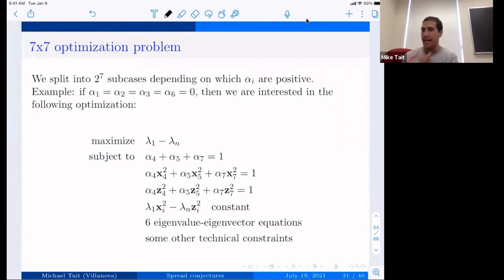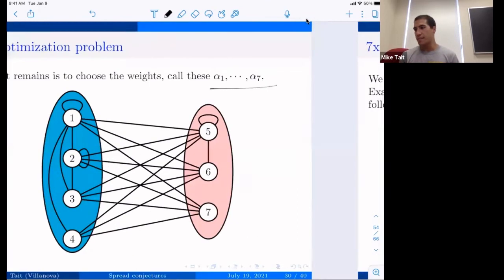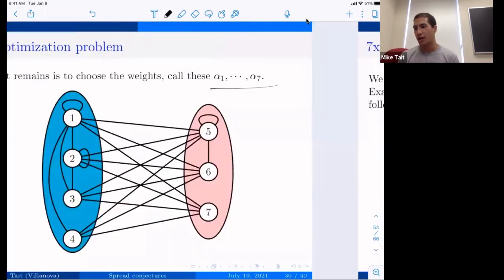We're going to split into sub-problems. So this is an optimization, like choose these alpha 1 through alpha 7, but I'm going to split into sub-problems depending on which of these are positive and which are 0. Right? If you think about the extremal graph, there's only actually 2 types of vertices, right? So you can think of like 5 of these weights are 0. And so we'll split into a sub-problem for every combination of 0 and non-zero weights. So let's do just an example where just alpha 4, alpha 5, and alpha 7 are positive.